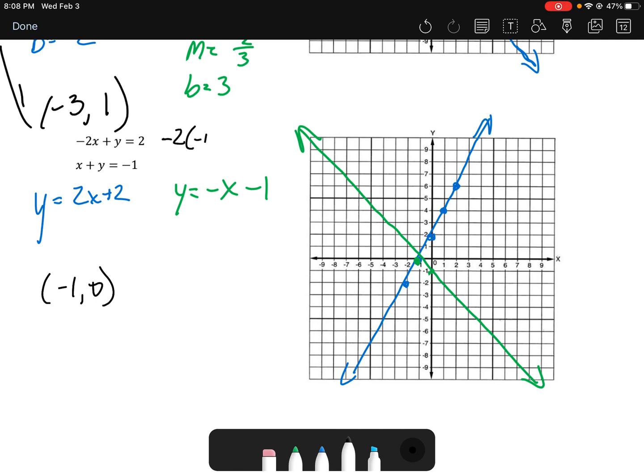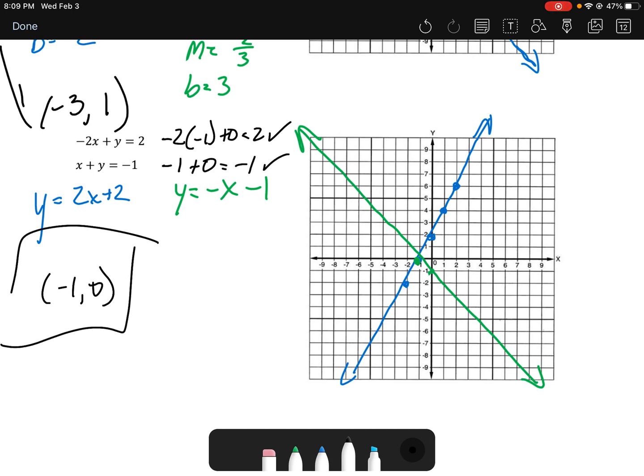I'd have negative 2 times negative 1 plus 0. Does that equal 2? Yes, it does. And for the second one, I'd have negative 1 plus 0 is equal to negative 1. That also checks out. This is the correct answer. Hooray.